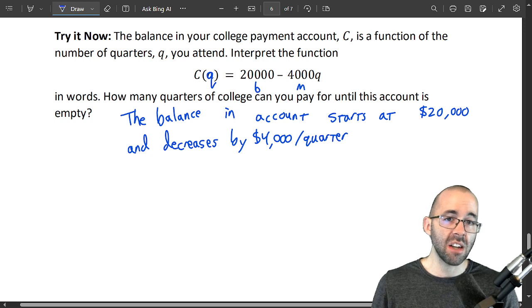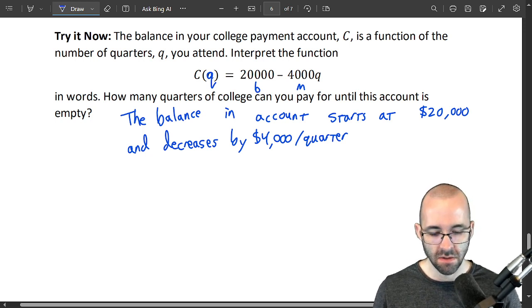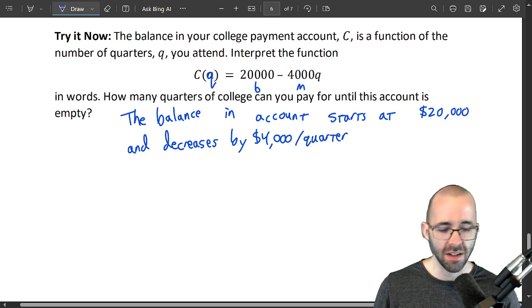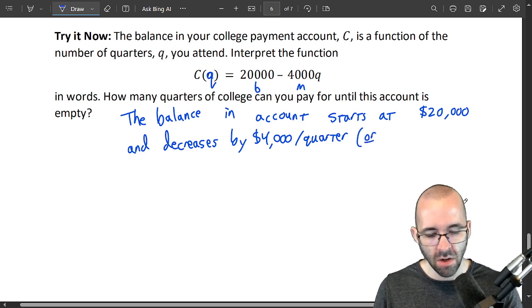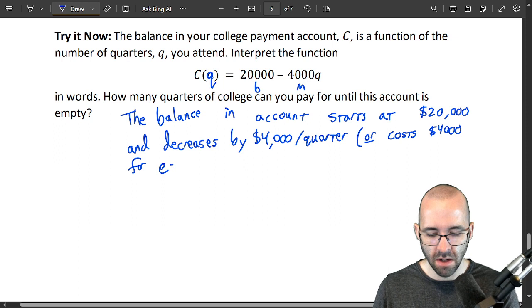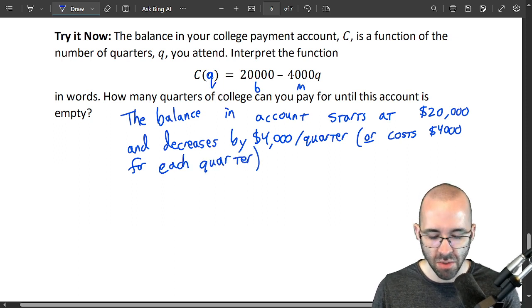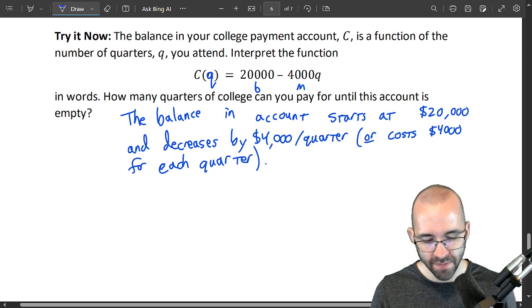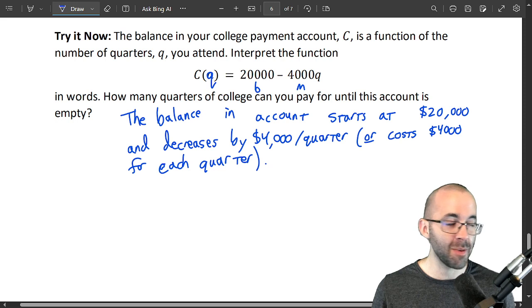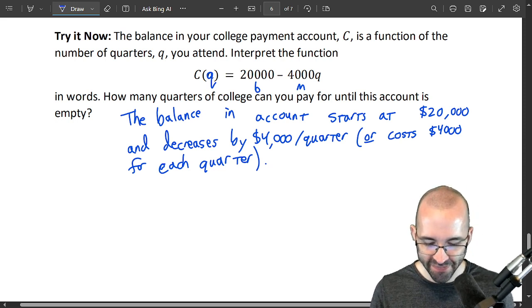Or you could say that it costs $4,000 to go to this college for a quarter. That would probably be a little bit better. Or you could say it costs $4,000 for each quarter. And maybe this includes room and board, I don't know. Well, if it includes room and board, then your tuition, room, or board is cheap, which would be great.